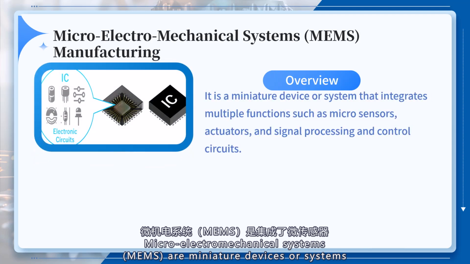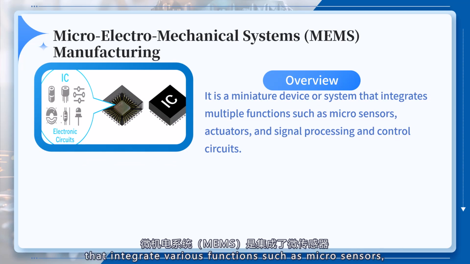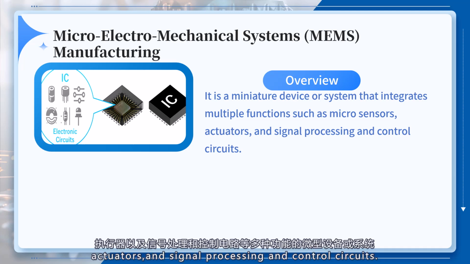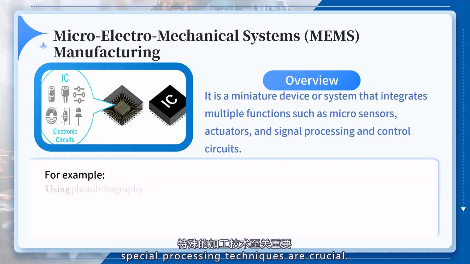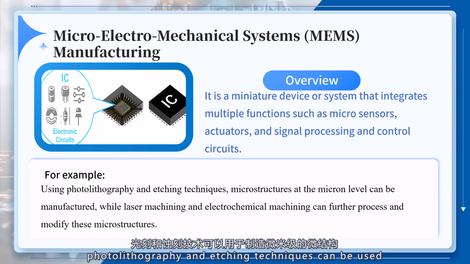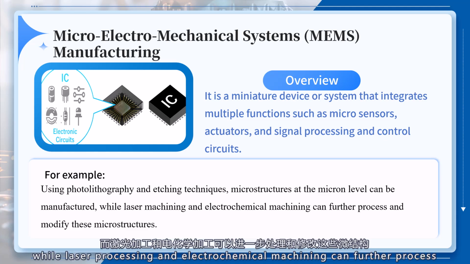Micro-electromechanical systems, MEMS, are miniature devices or systems that integrate various functions such as microsensors, actuators, and signal processing and control circuits. In MEMS manufacturing, special processing techniques are crucial. For instance, photolithography and etching techniques can be used to create micron-scale microstructures, while laser processing and electrochemical machining can further process and modify these microstructures.